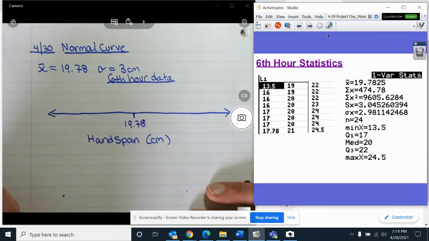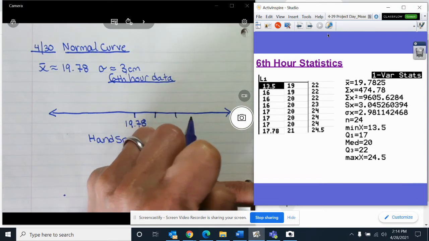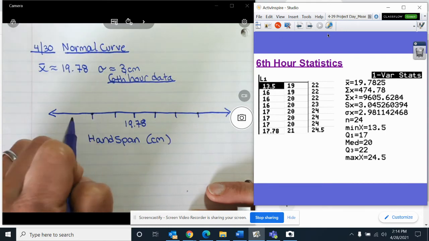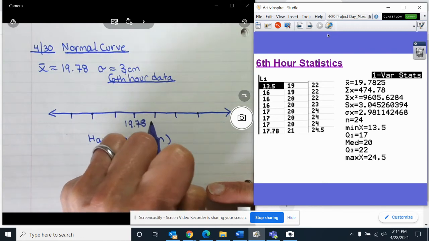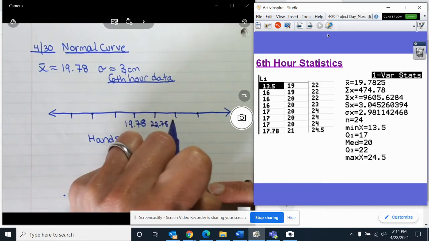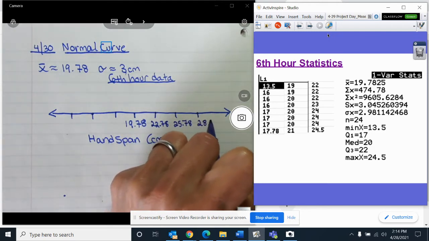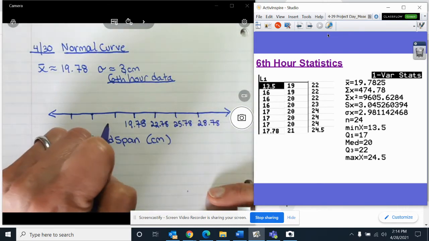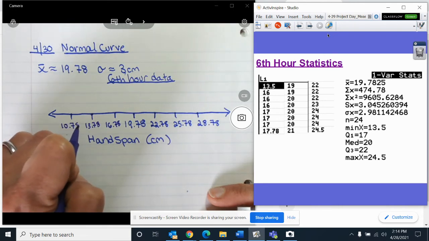But then we're going to increase it by 3 centimeters to the right and reduce it by 3 centimeters to the left. So adding 3 moving forward, we have 22.78, 25.78, 28.78. And then subtracting 3, 16.78, 13.78, and 10.78.